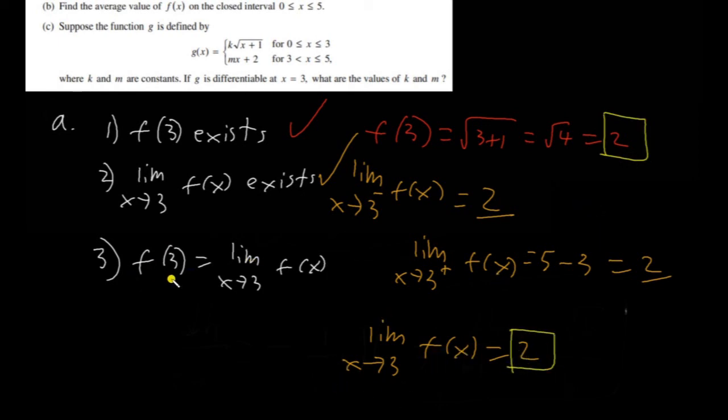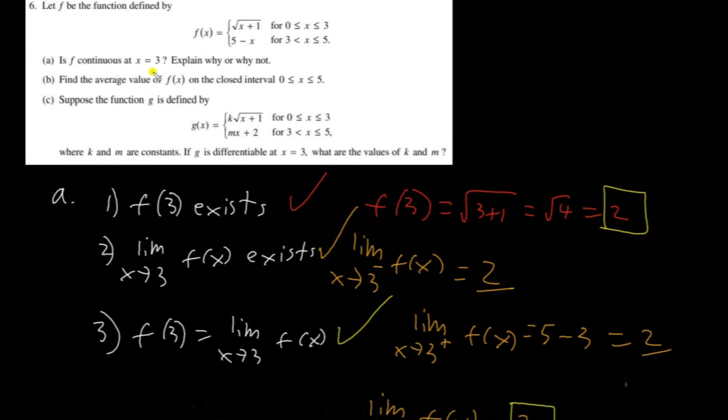Since f of 3 is equal to the limit as x approaches 3 of f of x, these two are both equal, so the third condition is met. So we've met all three of our conditions, which means we can say that f is continuous at x equals 3. And if we want to explain why, we'd say, yes, because the limit from both sides is equal, so the limit exists, and that limit equals the value of f of 3. Okay, so this was a 2-point question, 1 point for the right answer, and 1 point for the explanation.